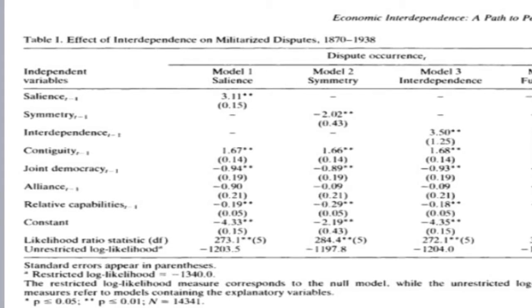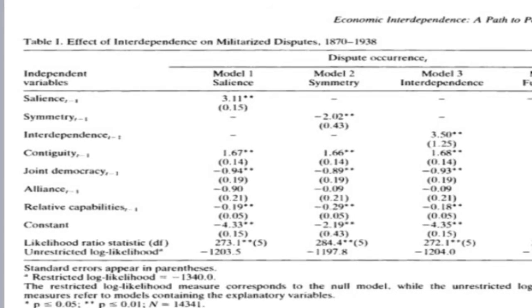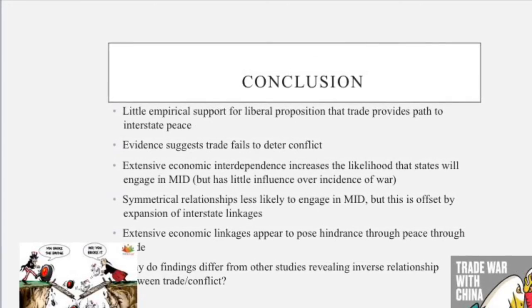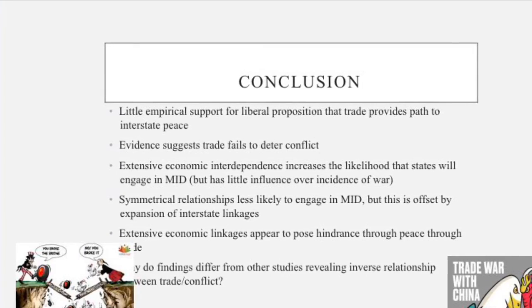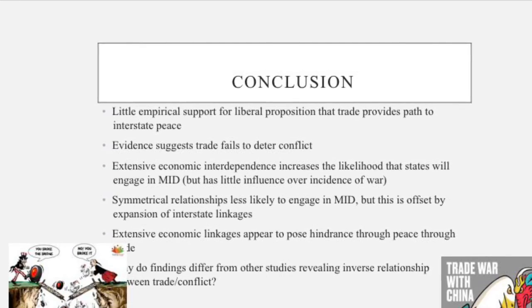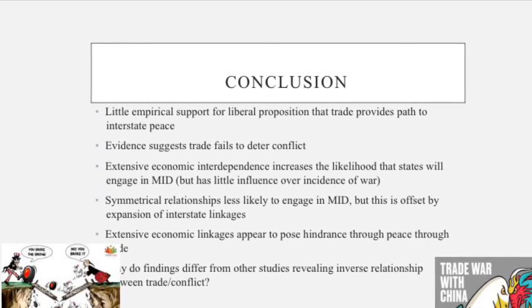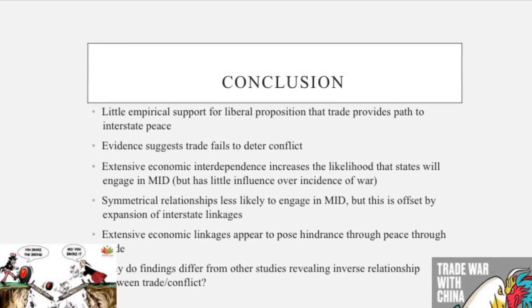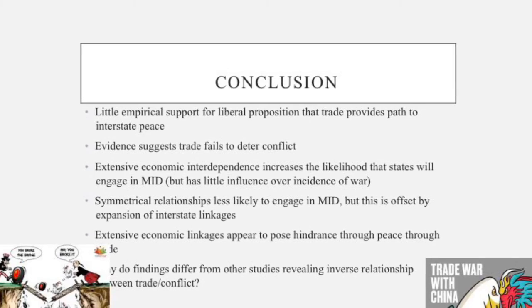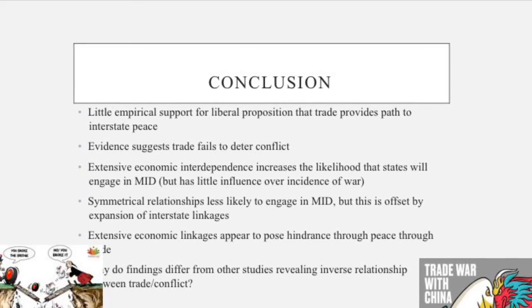And so they do find the importance of salience, symmetry, joint democracy, alliances, and interdependence in this model. So there's little empirical support for this liberal proposition that trade is the path to interstate peace. There's some evidence that trade fails to deter conflict, especially where extensive economic interdependence is present. Symmetrical relationships may be less likely to engage in militarized interstate disputes, but in the case of expanded interstate linkages, this may pose a hindrance to peace through trade because of the high stakes that are involved.